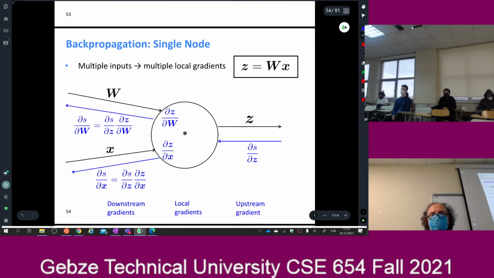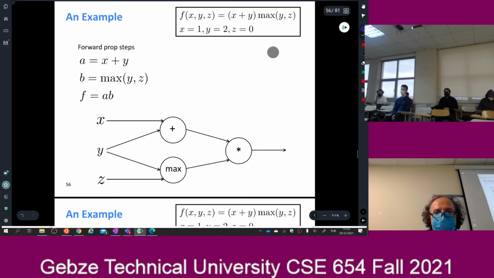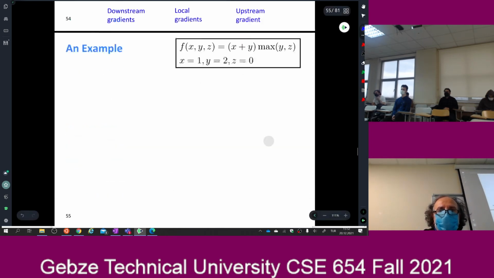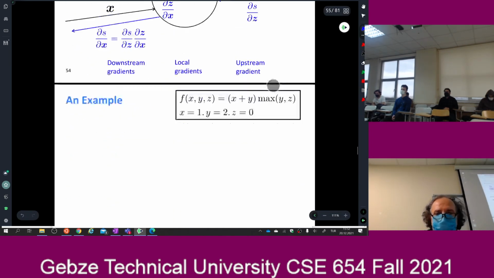Okay. So I get the partial derivative of S with respect to Z. My local derivative is this. I just multiply these two together and I get this one, and I multiply these two together, I get this one. So if I have a plus there, instead of a multiplication, there will be a plus.